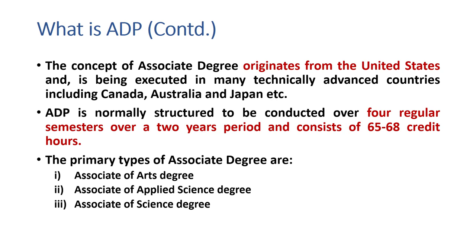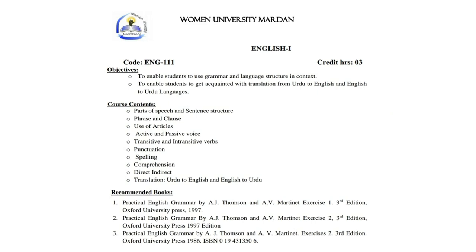Now there are 3 types of associate degree program. Some people who get into the arts side are called associate of arts degree. Then there are some people into sciences, applied sciences, who are going to be called associate of applied science degree, and a general science degree will be called associate of science degree, right? So these are the 3 primary types of associate degree program.